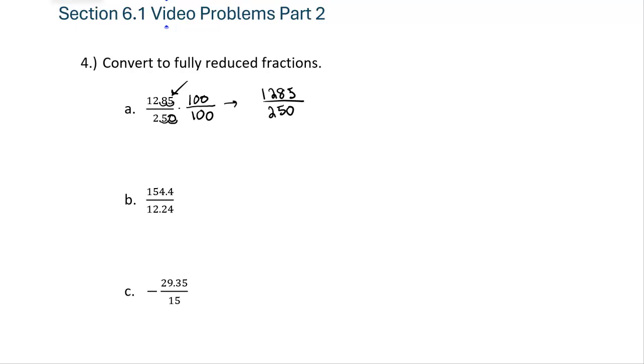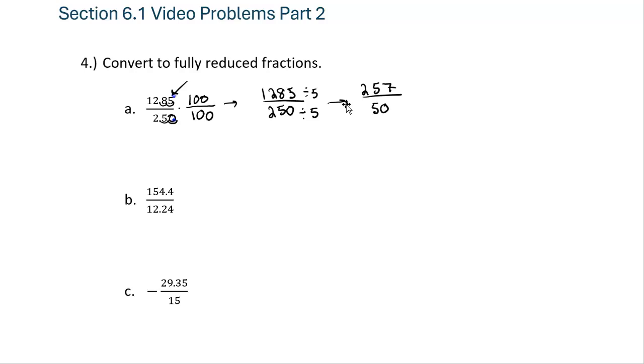Numbers that end in 5 and 0, I know are divisible by 5. So I'm going to start by dividing both top and bottom by 5. So the top, I get 257. Then when I divide 250 by 5, I get 50.